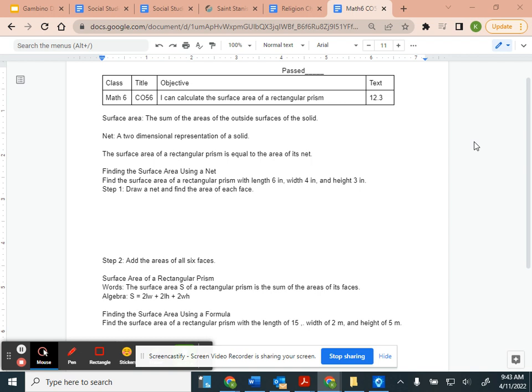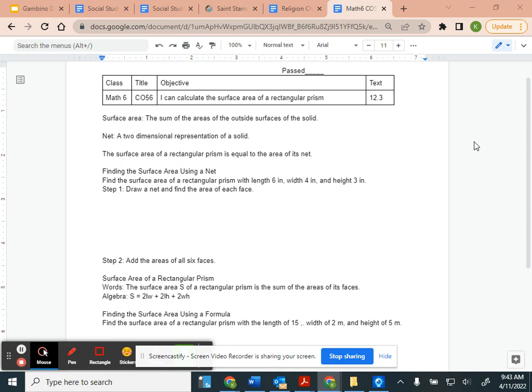Good morning. We are continuing with Unit 9 with all of our shapes. Today we are doing CO56. I can calculate the surface area of a rectangular prism. So we're working on that surface area.